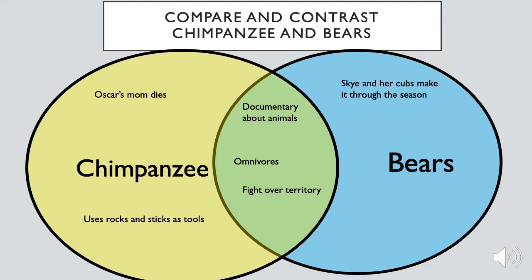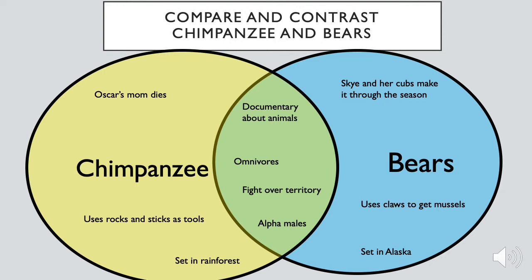Another difference, the chimpanzees used rocks and sticks as tools, where the bears used their claws to get the mussels. Both groups also had alpha males, so that's going to go into our green area. And then the bears are set in Alaska, while Chimpanzee was set in the rainforest. So now that we have this information, kind of visually we can see the yellow is only Chimpanzee, the blue is only Bears, and then that spot in the middle where the blue and yellow overlap into the green area are the things they have in common.